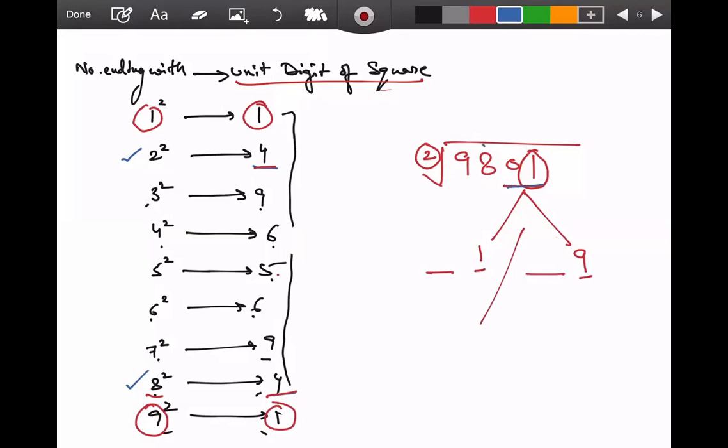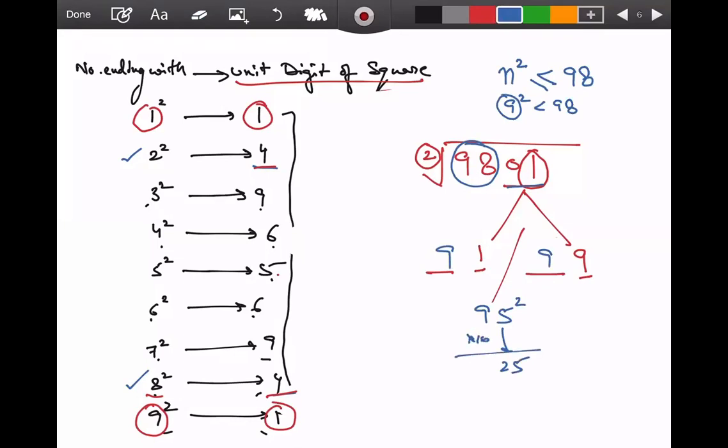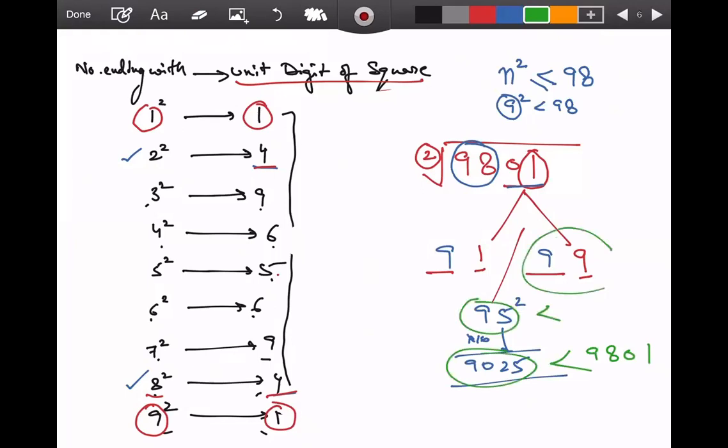Other than this pair, we are left with 98. Which number's square is just less than or equal to 98? See, 10 square is 100, 9 square is 81. So 9 square is just less than 98. So I will write 9 here and here. Between 91 and 99, I can use 95 because this is easy for us. 5 square is 25, 9 into 10 is 90. Our number 9801 is greater than 9025. So the square root of 9801 should be greater than 95. Therefore, the answer is 99.